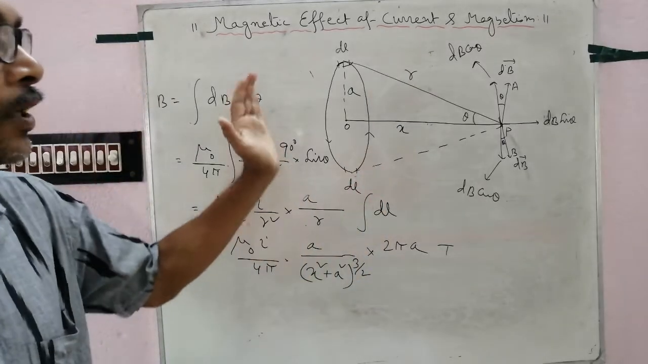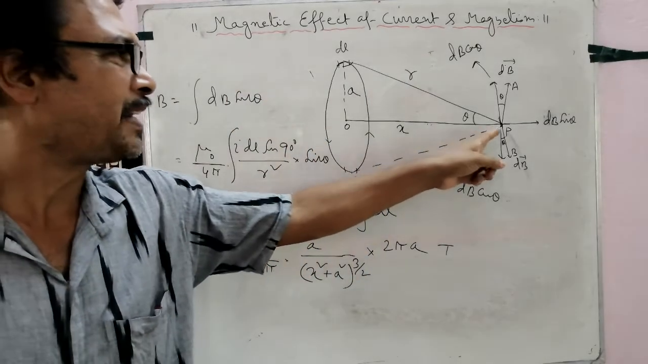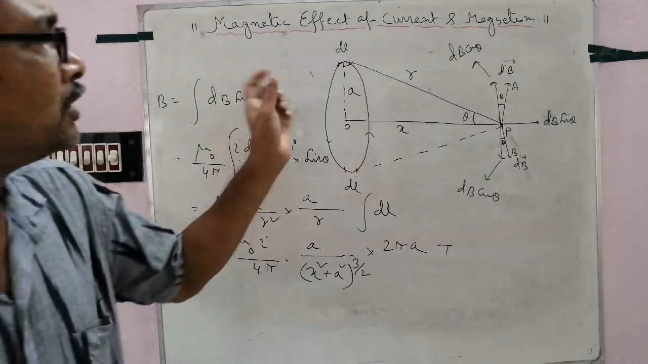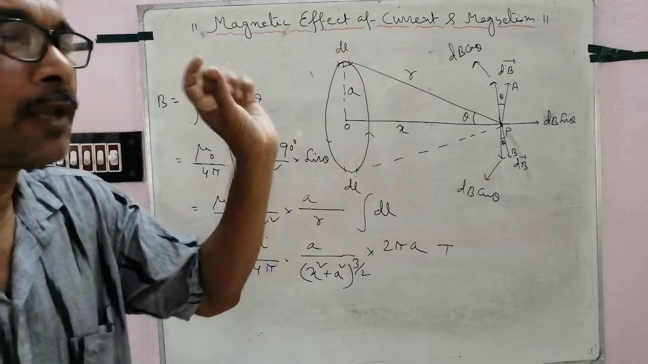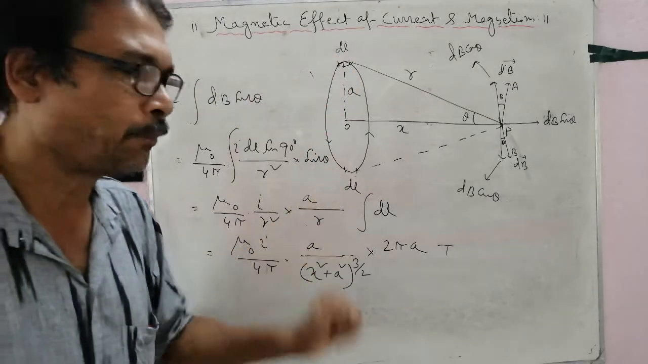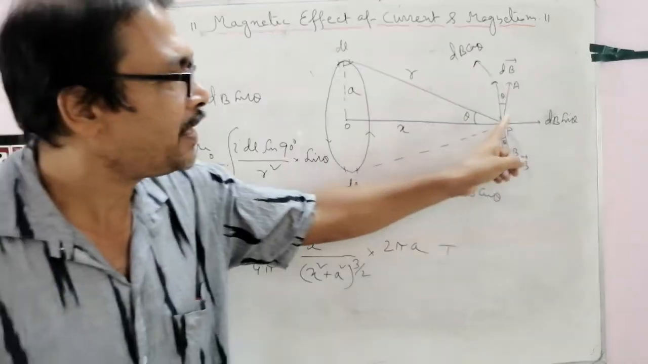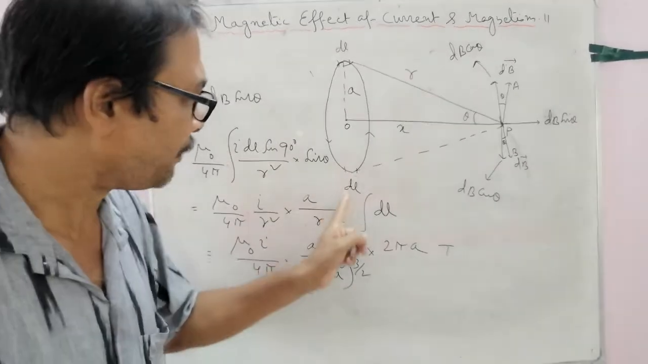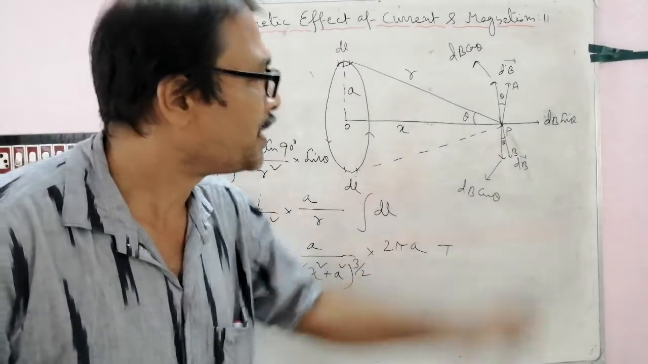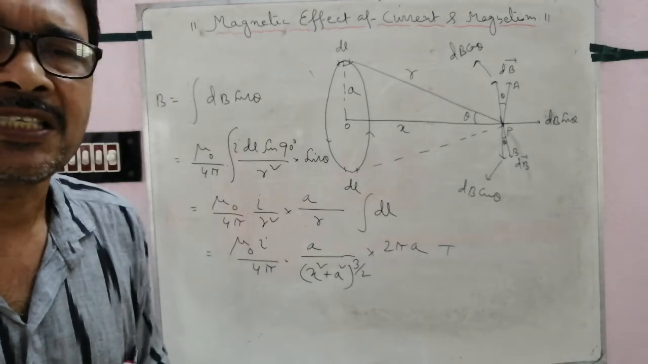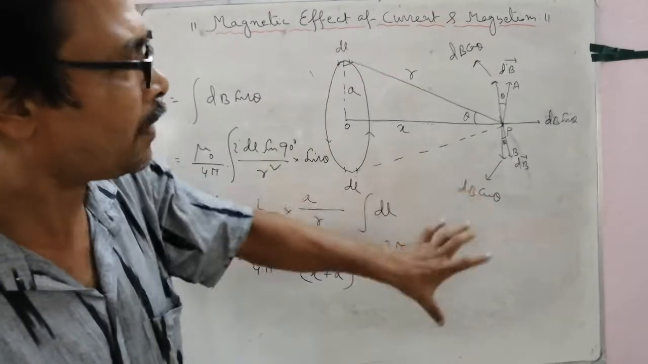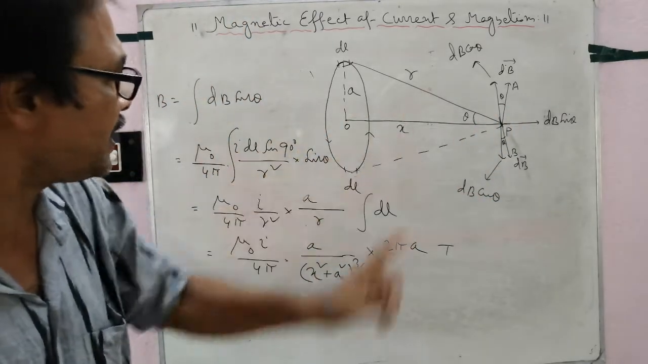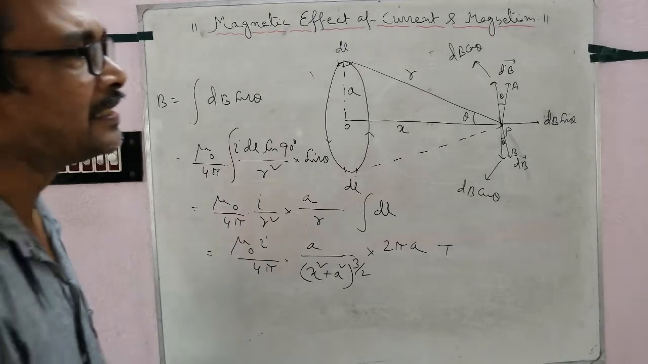So this is a circular loop. We have to find out the magnetic field at a distance x from the center at P on the axis. Consider a small portion dl at the top and at the bottom. Due to dl at the top, the magnetic field at P is dB along PA, and due to dl at the bottom, the magnetic field is along PB. If these two magnetic fields are resolved, the perpendicular vertical components cancel each other. So the total magnetic field at P is B equal to integration of dB sin theta.